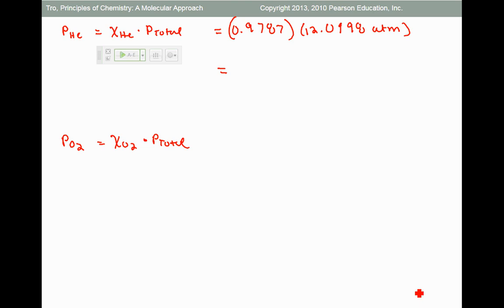And we get our partial pressure of helium to be 11.8. Of course, we're still in ATM. Nothing has changed with our units. And then if we look at P O2, instead we are multiplying 0.021827 times our total. And of course, the pressure is the same for our total pressure of both.